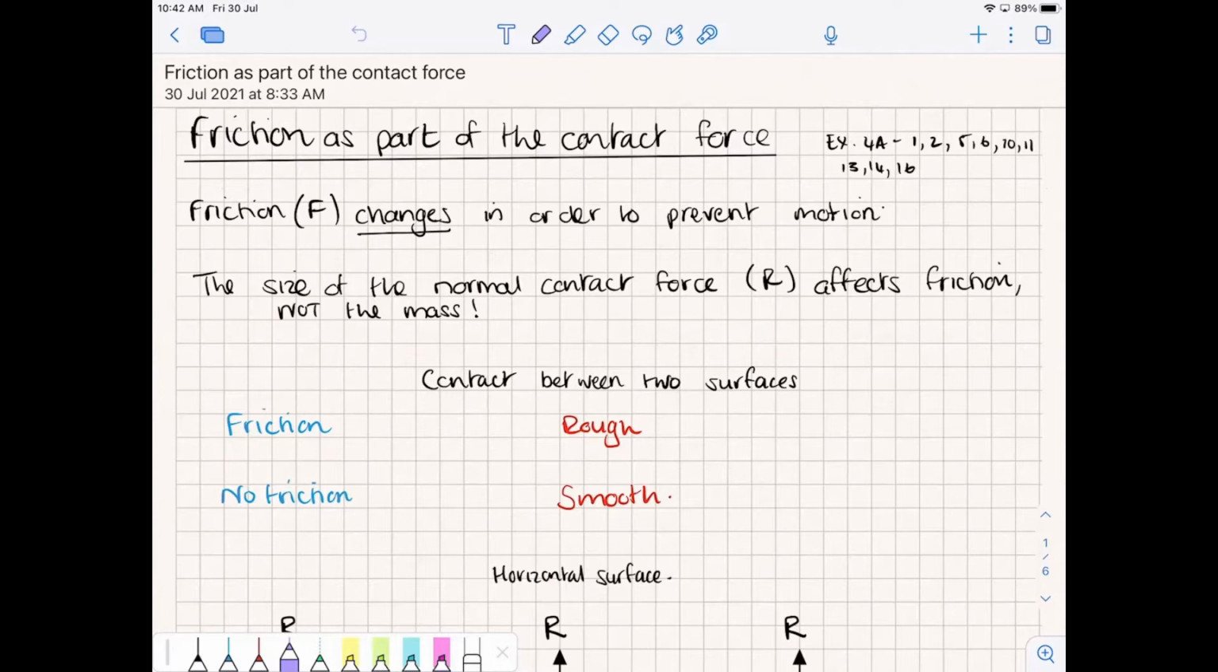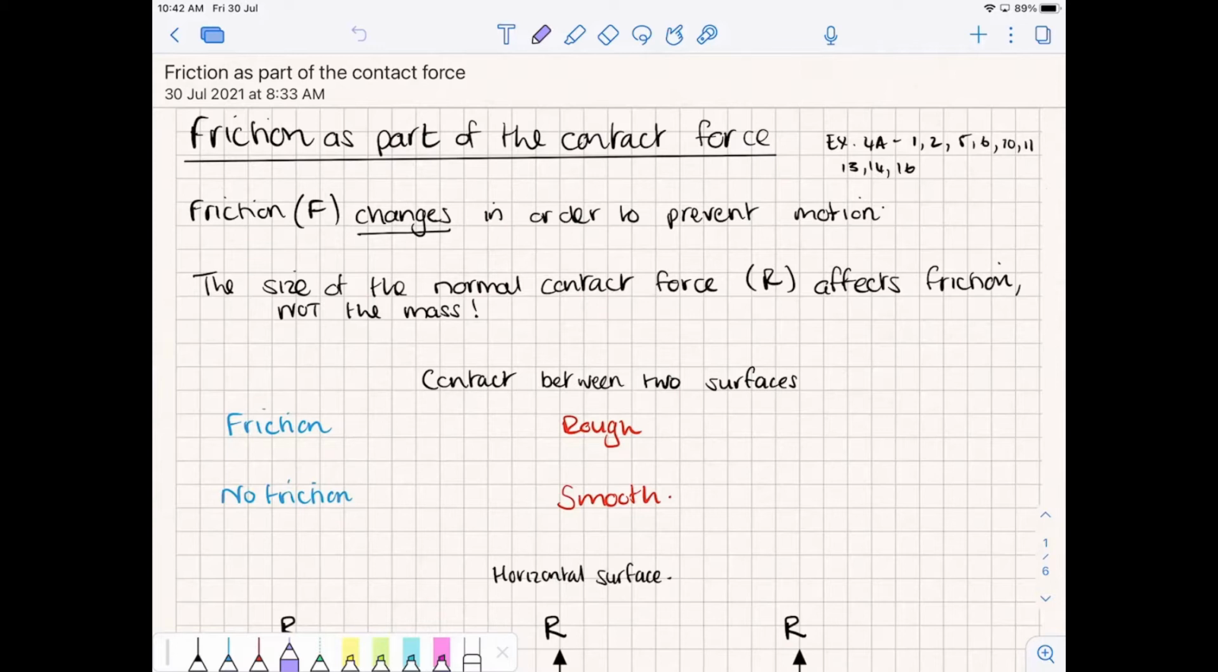So one of the biggest things when we consider friction is we need to remember that friction changes in order to prevent motion. Right? It's a resistance force. It usually acts in the opposite direction to the direction of the force, not always, but it generally acts against the direction of motion, okay? Generally.